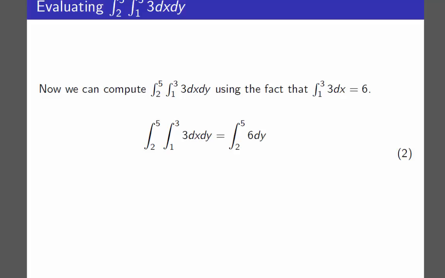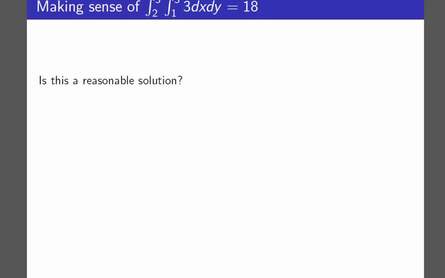Now we can compute our desired iterated integral using the fact that the integral from 1 to 3 of 3 dx is equal to 6, by simply replacing the inside integral with 6. Evaluating this integral is a simple calculus 1 type, which is just 6y evaluated from 2 to 5, which is equal to 6 times 5 minus 2, or simply 18. Let's check that this solution actually makes sense.